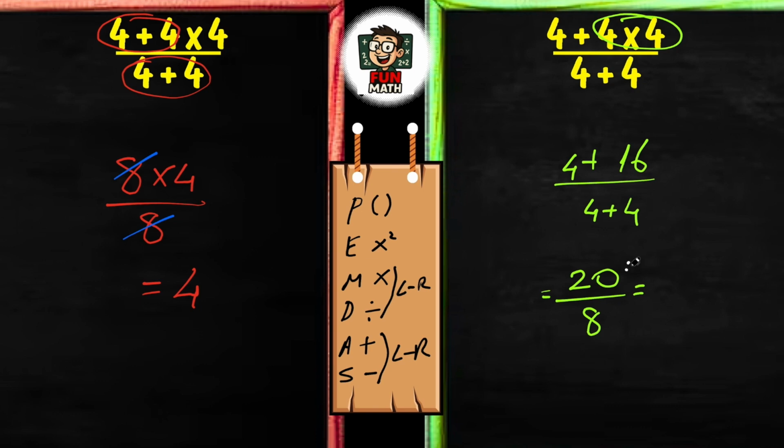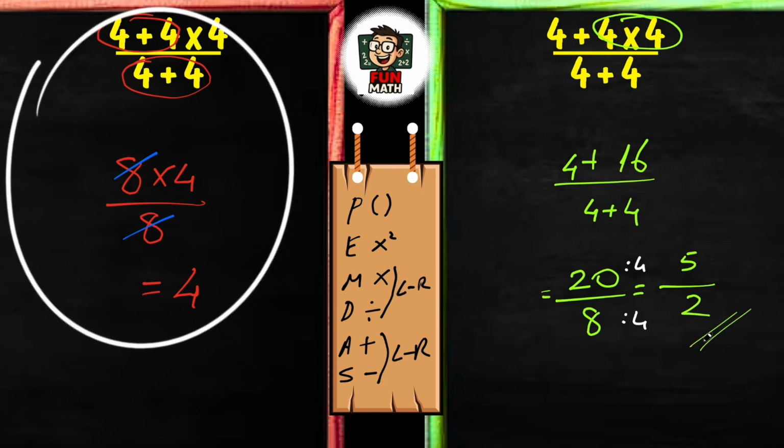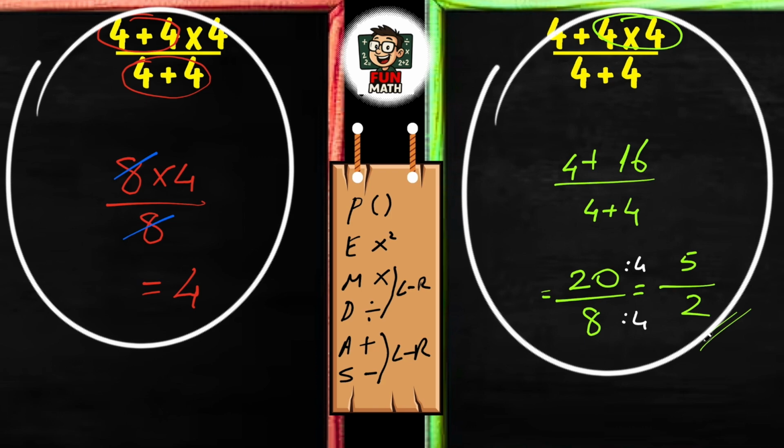We can simplify. If we divide by 4, the answer is 5 divided by 2. The correct answer to the question is 5 divided by 2. We did both the incorrect and the correct solution together, and we learned the rule.